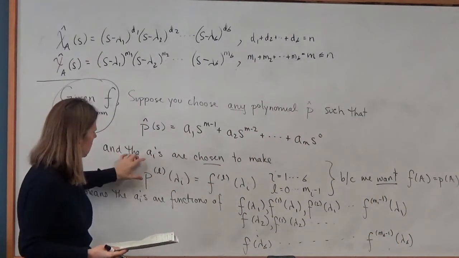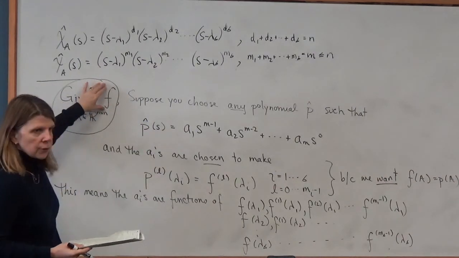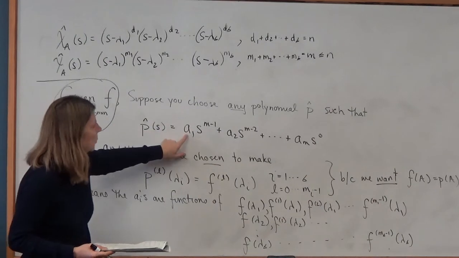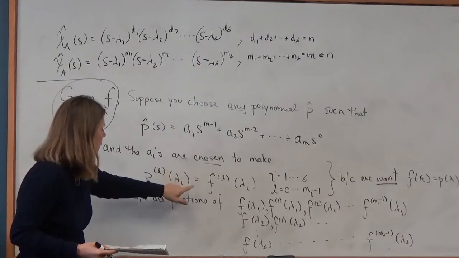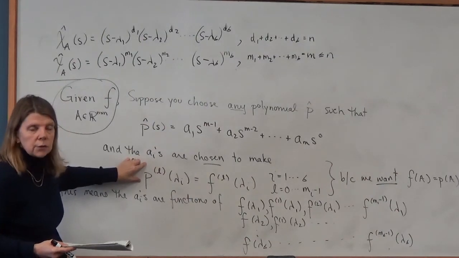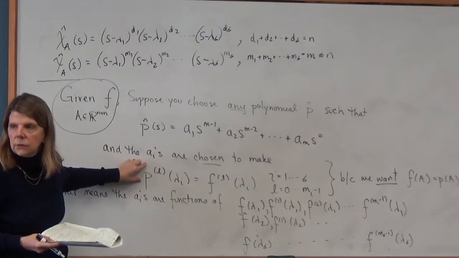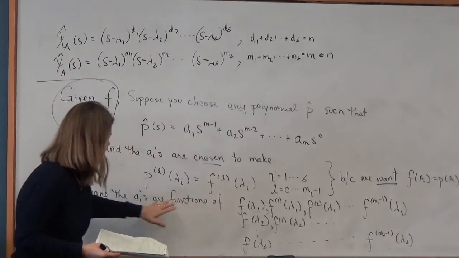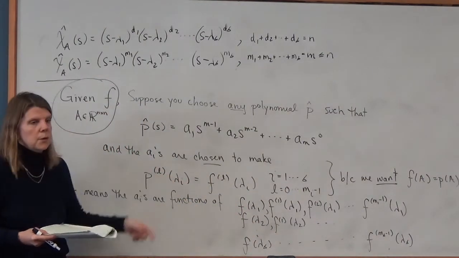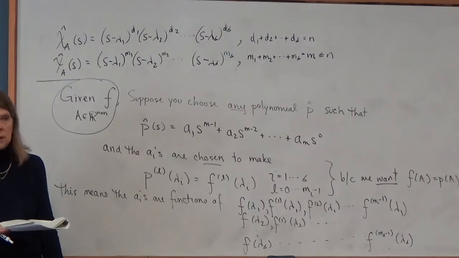Okay, so we've got our f. You choose a polynomial, you parameterize it by A, you choose the AI such that these conditions hold. That's all computationally easy to do. That means that when you solve for the AIs, they're going to be functions of these terms here. That just comes from the spectral interpolation conditions.